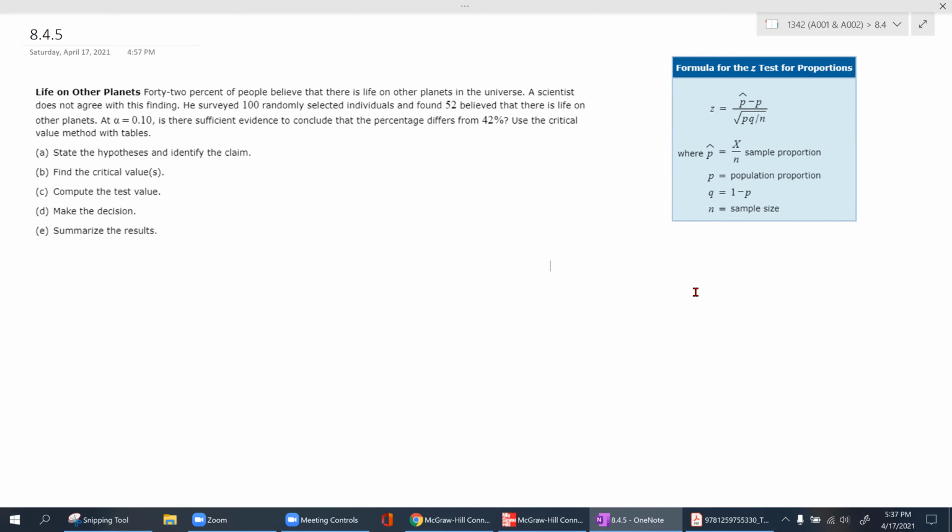With these, the first thing you're going to want to find is your p hat, where your p hat is equal to an x value over your sample size. So let's find that in our question here. It says 42% believe that there is life on other planets in the universe. That's very important. A scientist does not agree with this finding. He surveyed 100 randomly selected individuals.